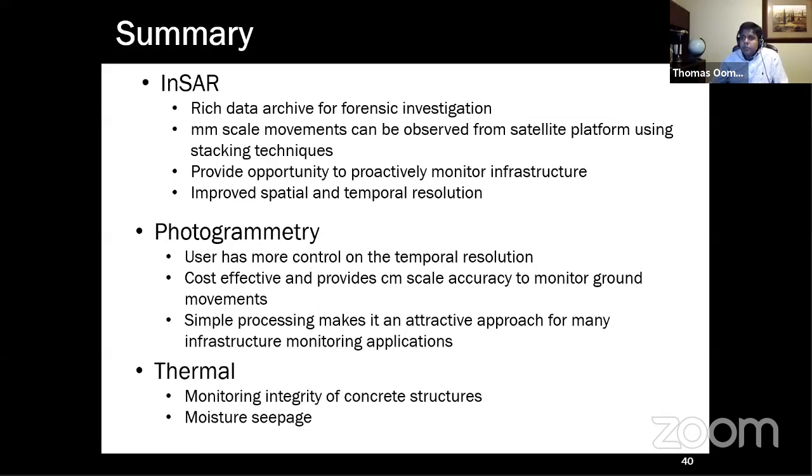And in thermal, there is a lot of potential for monitoring integrity of concrete structures, moisture, seepage, and all of those issues. So these are some conclusions.